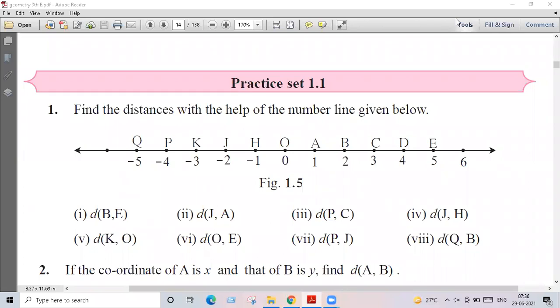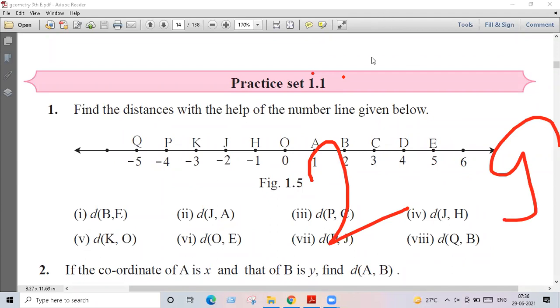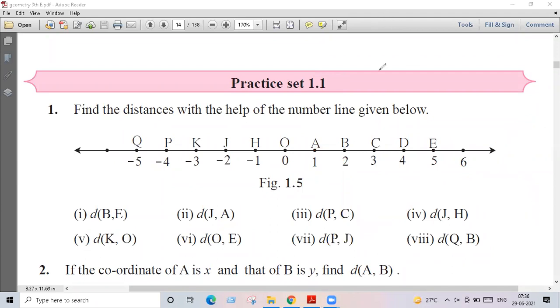Let's solve practice set 1.1, Mathematics Part 2, Standard 9. Yesterday we saw how to find the distance and what betweenness is.